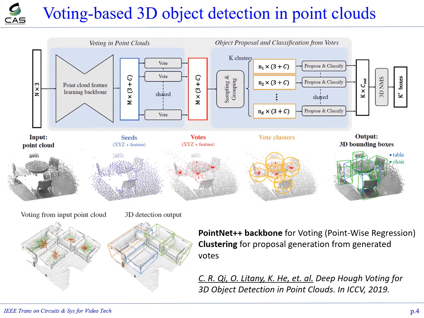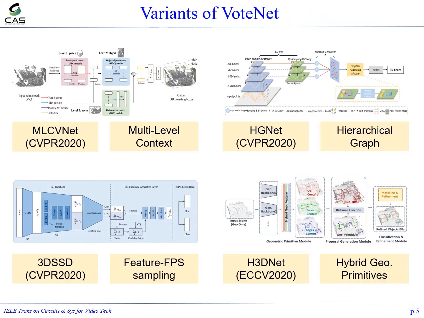VoteNet proposed the first voting-based 3D object detection method, which reformulated the traditional Hough voting process into a point-wise regression problem. There are some variants of VoteNet. MLCVNet encoded multi-level context to promote detection accuracy. HGNet proposed a new hierarchical graph network for 3D object detection. 3DSSD proposed the feature FPS sampling strategy and built a single-stage detector. H3DNet predicted hybrid geometric primitives to enable a better generation of object proposals.